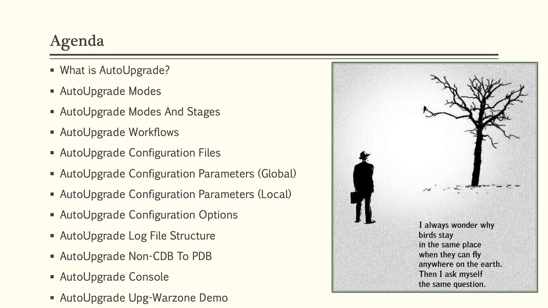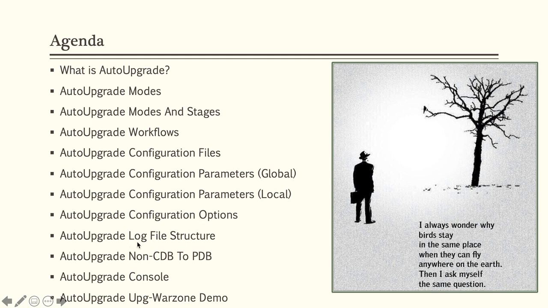So, we are going to talk about what an auto upgrade is, what the auto upgrade modes and their stages are, and then we'll talk about the auto upgrade workflow, the auto upgrade configuration files, and the auto upgrade configuration parameters which are present in the configuration files. Those parameters are global parameters and local parameters, what they are, what sense they make during your auto upgrade process, and then the auto upgrade configuration options.